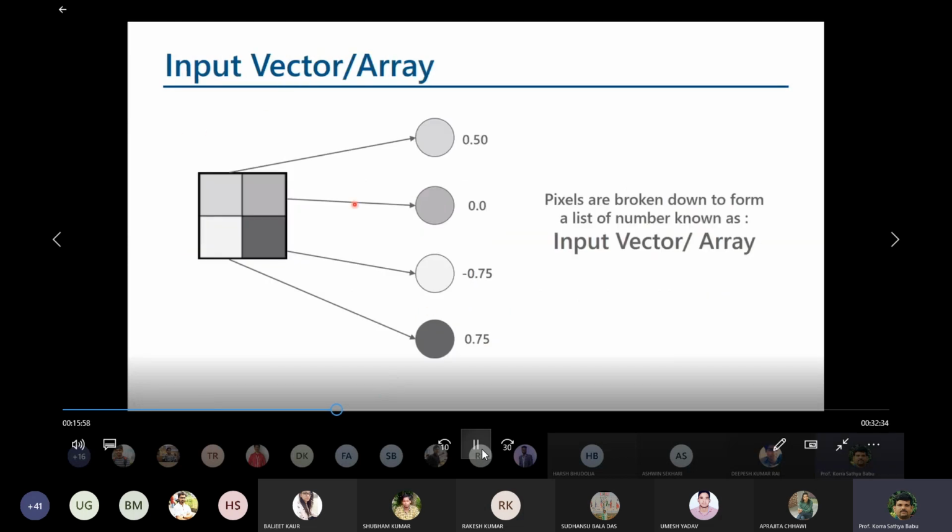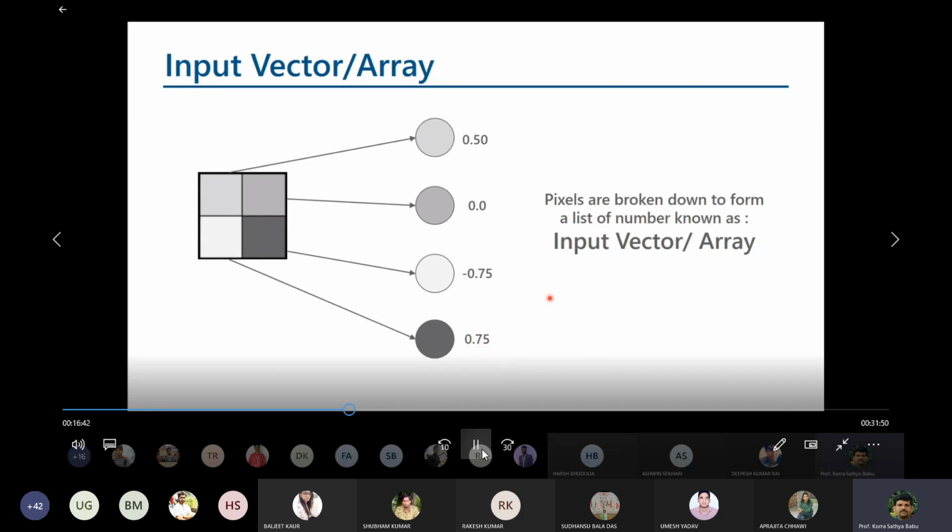Now assume that this is the input vector. This is the 4-pixel camera, with pixels 1, 2, 3, 4, for example. Assume this one is 0.5 on the grayscale, and this one is 0. This one is minus 0.75, and it should be more dark. This is the darkness value. The more white and bright it is, the nearer it is to 1.